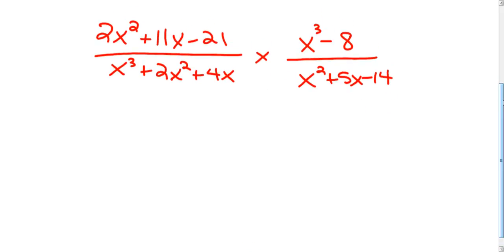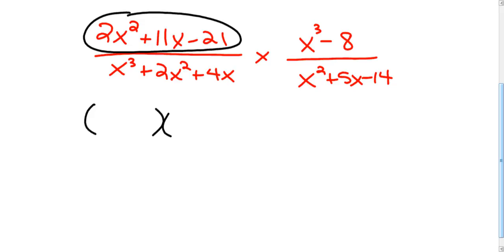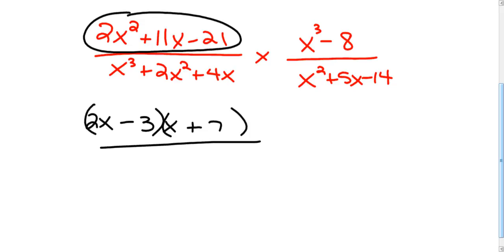All right, now I'm going to factor these if I can. First of all, I'm going to factor this trinomial right here. That one should factor like this, we hope. Remember, your fronts have to make your front, your backs have to make your back, and it does factor into x minus 3 and x plus 7.